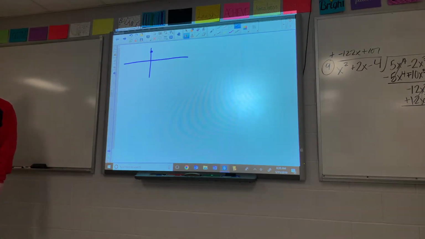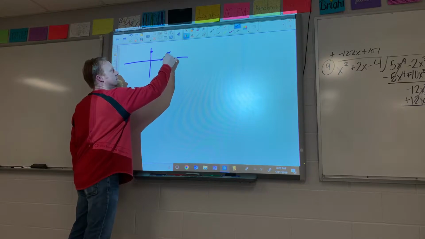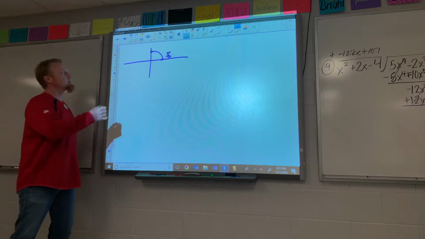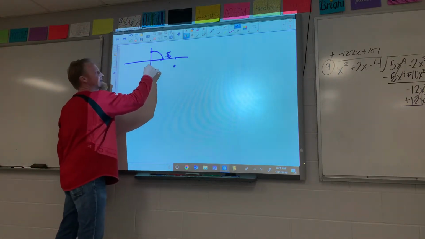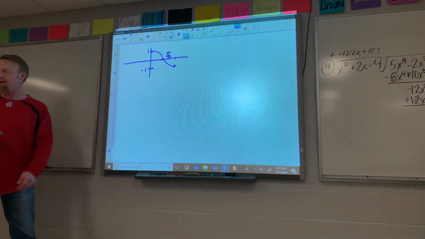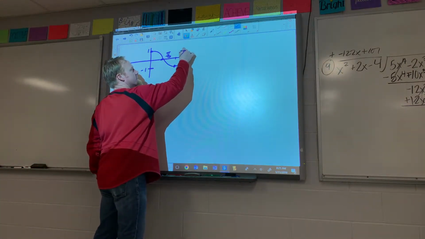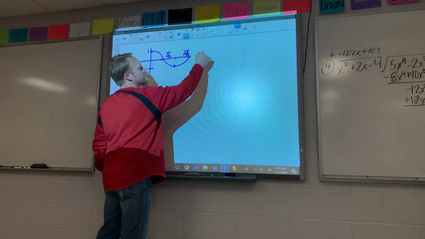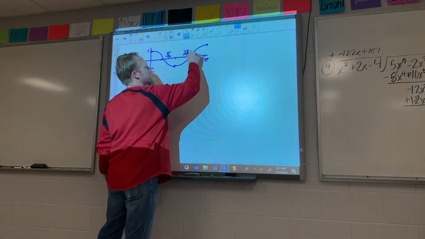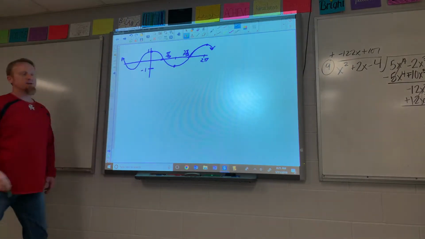Where does it hit the x-axis? Pi over 2. Okay, so I've got that, and then we bottom out at what? Pi. We bottom out at pi. Okay, so that's going to be at negative 1. That's going to be at 1. So we bottom out. Then we're back up to the x-axis at 3 pi over 2. Okay, and then we go back to the top at 2 pi, and then it'll continue on to the right. Okay, on the left, we go that direction.